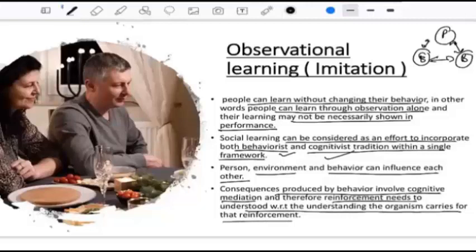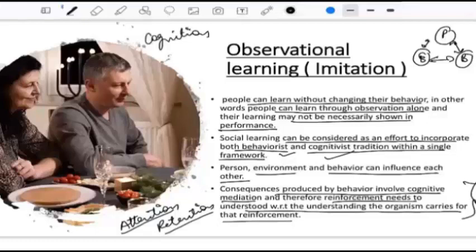जो भी consequences हमारे होते हैं हमारे behavior की वजह से उसके लिए cognitive mediation जरूरी है. Therefore, reinforcement needs to be understood with respect to the understanding the organism carries for the reinforcement. And other things like attention and retention also play an important role in social learning. कितने अच्छे से आप अटेंड कर रहे हो, ऑब्जर्व कर रहे हो वो भी एक इंपॉर्टेंट रोल प्ले करता है, और कितना रिटेन, मतलब कितना रिमेम्बर, मेमोराइज कर सकते हो उस चीज को, that is also an important role in learning. And you know, cognition plays an important role in learning. Awareness and expectations of future reinforcement or punishment can have a larger influence on behavior.